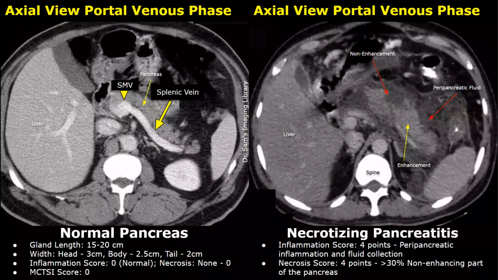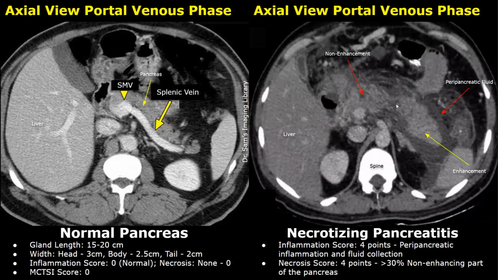This is another case of necrotizing pancreatitis. The inflamed pancreas is surrounded by fluid, so 4 points in the inflammation score. Non-enhancing areas can be seen within the pancreas. These are the non-enhancing areas. As we move downwards, there are some more non-enhancing areas in the pancreas. This degree of necrosis is definitely greater than 30% of the pancreatic tissue, so the necrosis score will be 4 points in this case.